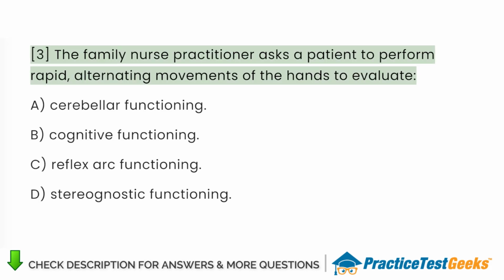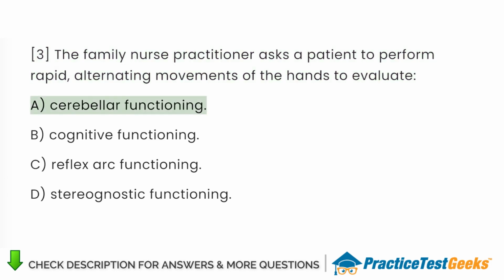The family nurse practitioner asks a patient to perform rapid, alternating movements of the hands to evaluate: A. Cerebellar functioning. B. Cognitive functioning. C. Reflex arc functioning. D. Stereognostic functioning.